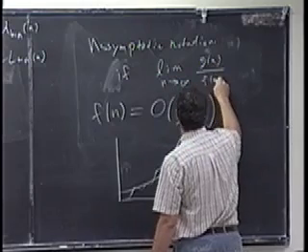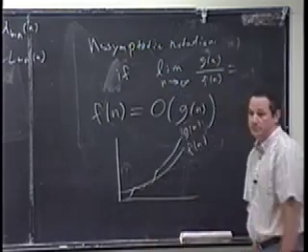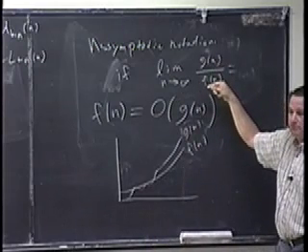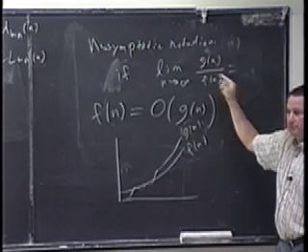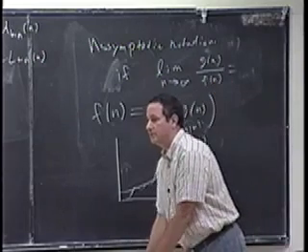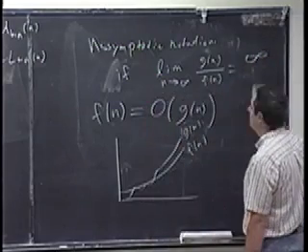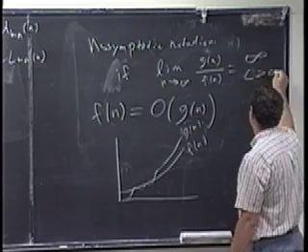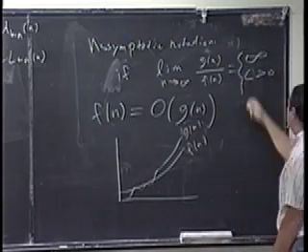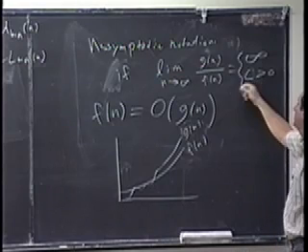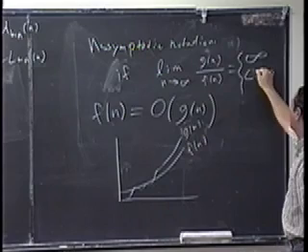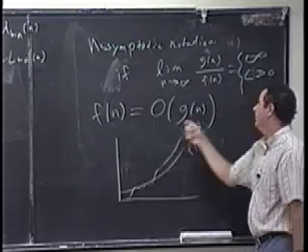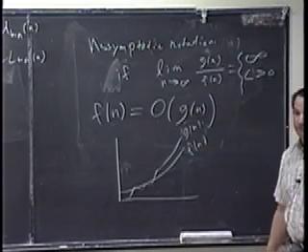g of n over f of n, well, what do I want for this? What are the possibilities? One possibility is that it's some finite number bigger than 0. So either this becomes a constant bigger than 0, or g really outstrips f, and then this is infinite.